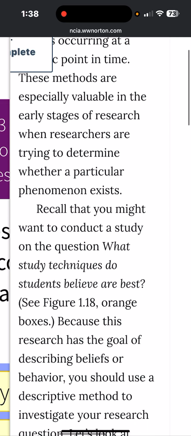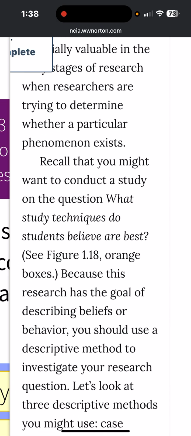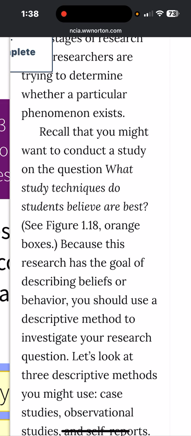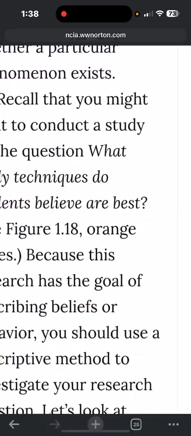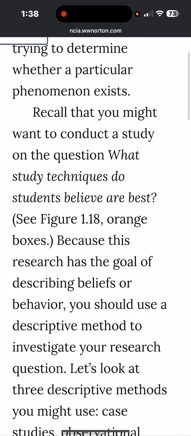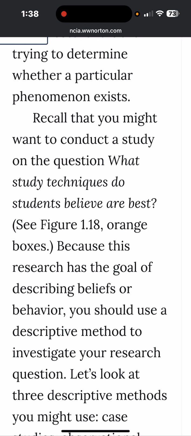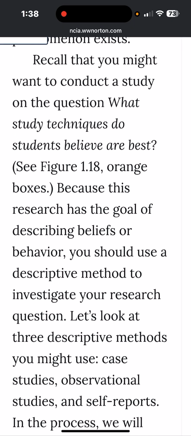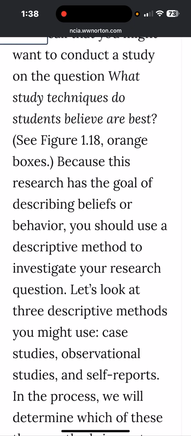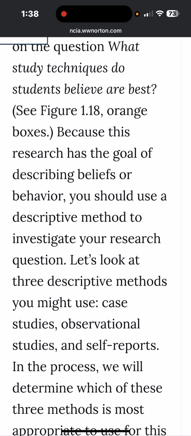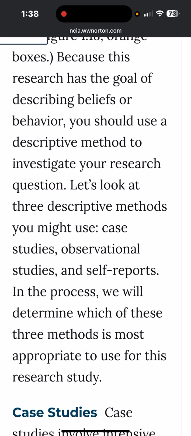Recall that you might want to conduct a study on the question, what study techniques do students believe are best? See Figure 1.18. Orange boxes. Because this research has the goal of describing beliefs or behavior, you should use a descriptive method to investigate your research question.